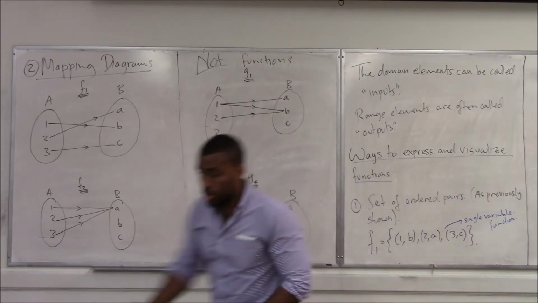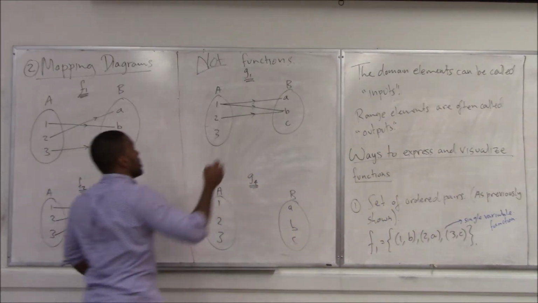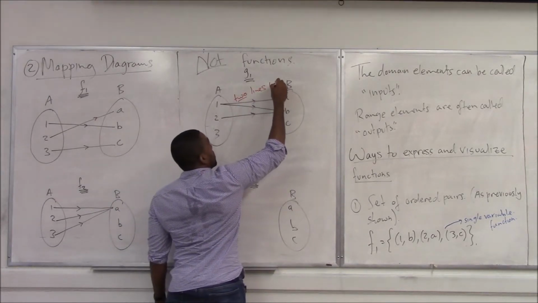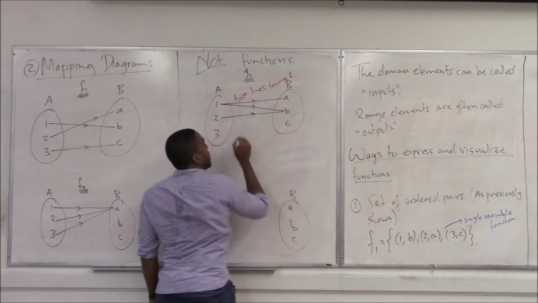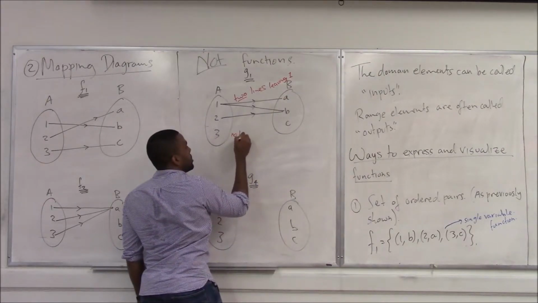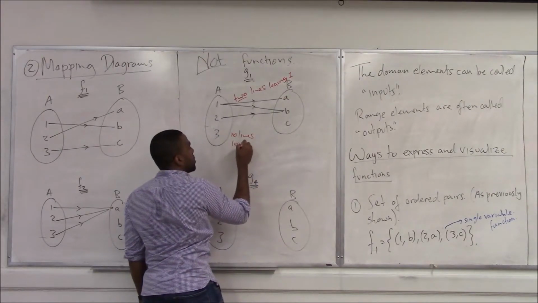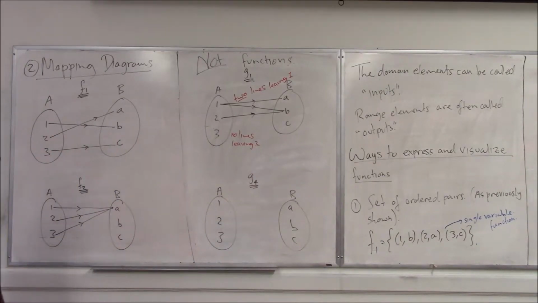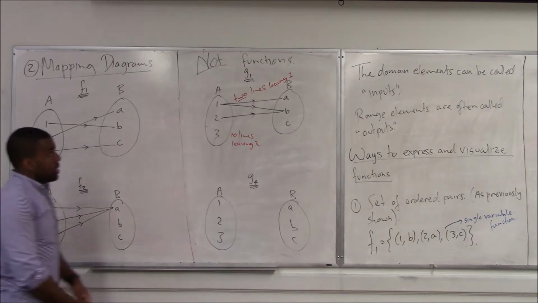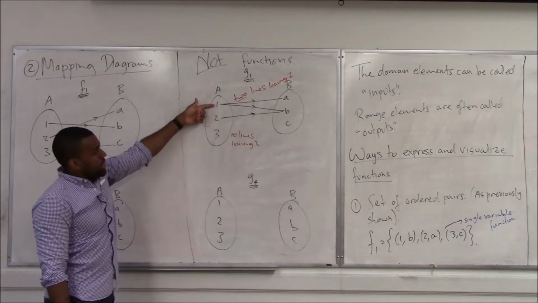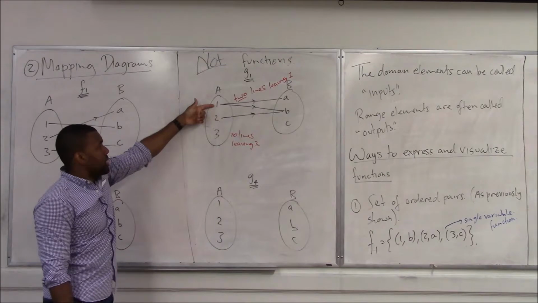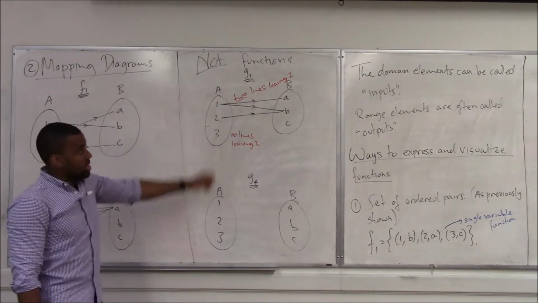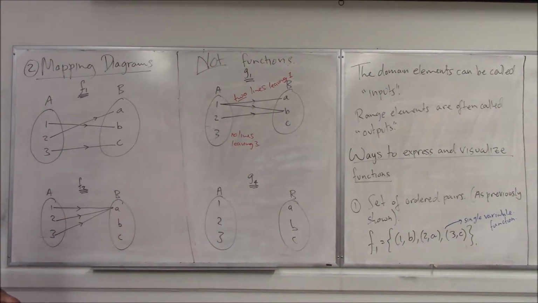Notice that this is not a function because we have 2 lines leaving 1, and we have no lines leaving 3. So this breaks the rule of what a function is in 2 ways. One, you can only have an element related to one other element in the codomain, and two, every element must be related to someone. So the fact that 3 is not related to anyone makes it not a function.